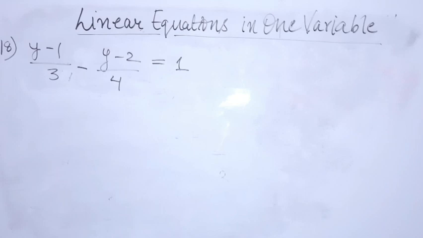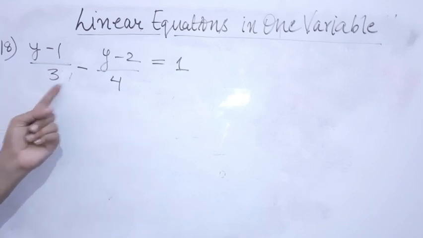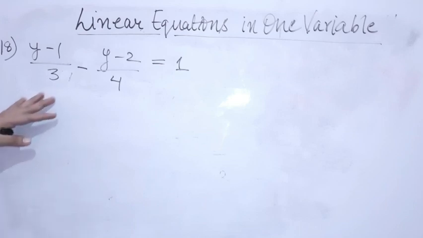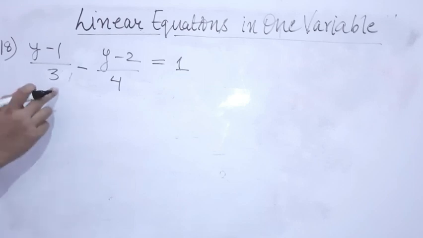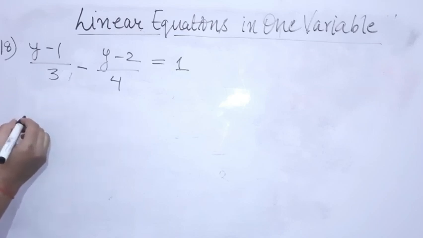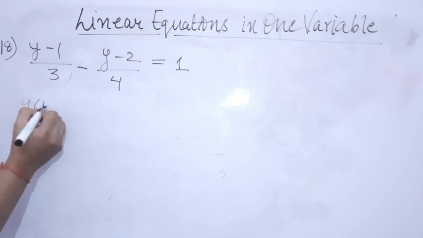So question number 18 is (y minus 1) upon 3 minus (y minus 2) upon 4 is equals to 1. I have written the question on the board. Now, students, you have to tell me 3 and 4 are which type of numbers. If you want, you can comment down in the comment sections. Yes, 3 and 4 are co-prime numbers and the LCM of co-prime numbers is their product. So, what is the LCM of 3 and 4? It will be 12.